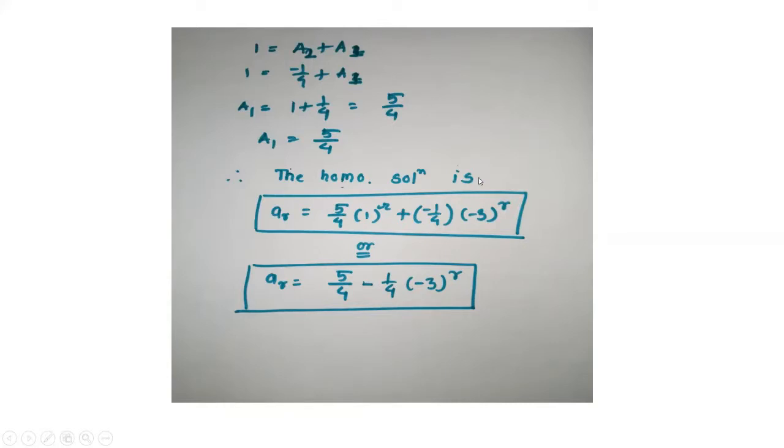The homogeneous solution is obtained by putting the values of A1 and A2 in the given homogeneous solution. So a_r equal to 5 by 4 times 1 raised to r plus minus 1 by 4 times minus 3 raised to r. This is the homogeneous solution for the given equation.